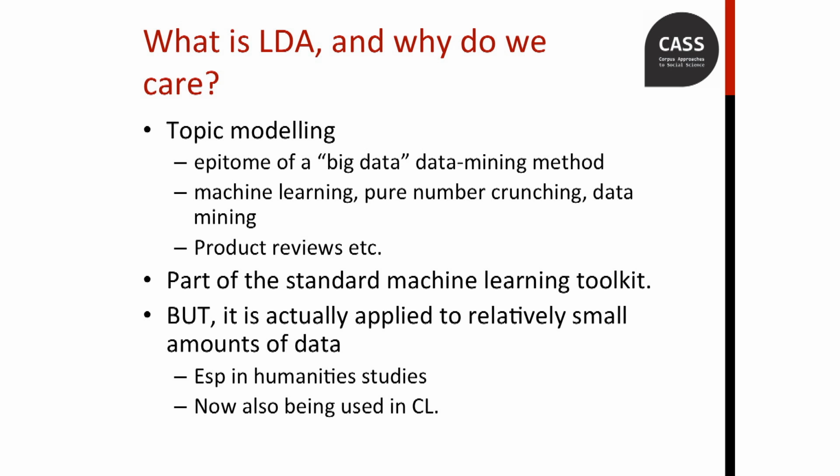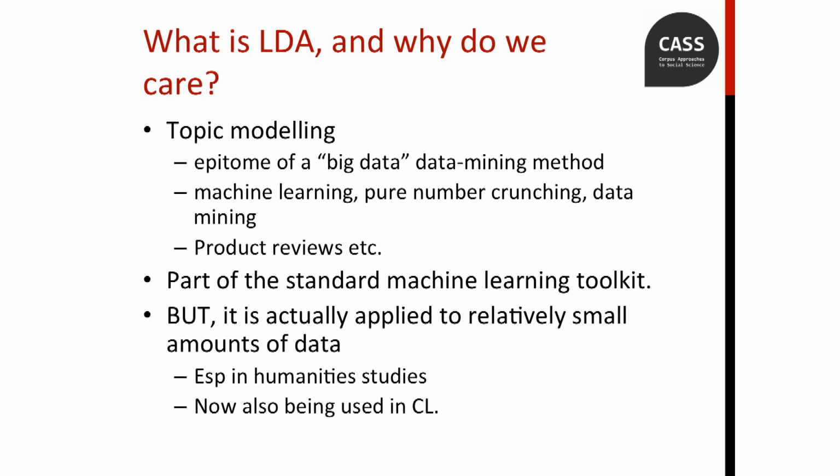So for instance, looking at product reviews on sites like Amazon, if you model the topics, you can find out what each review is talking about. That's what they were doing. And it has become part of the standard machine learning toolkit. But what you see is that topic modeling, once it gets away from the people who invented it, you see it also being applied to relatively small amounts of data, and especially in humanities studies.